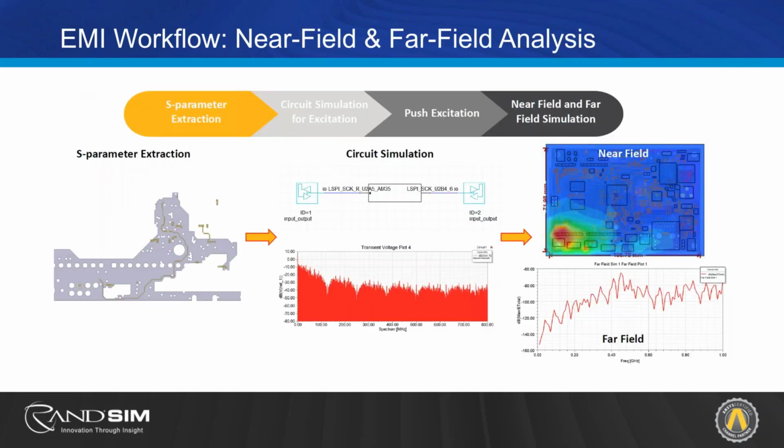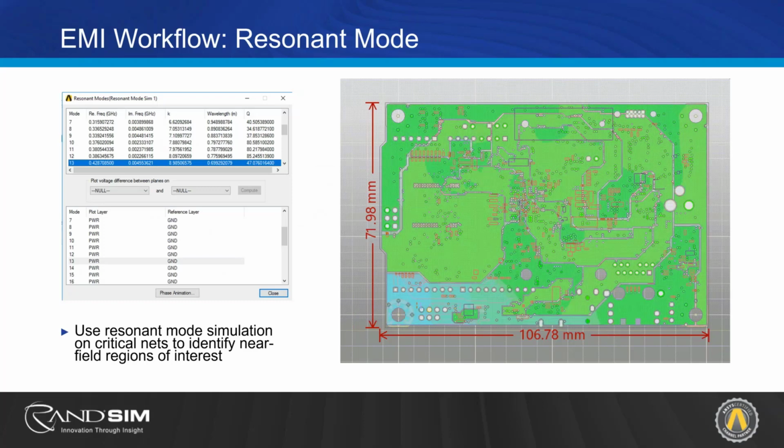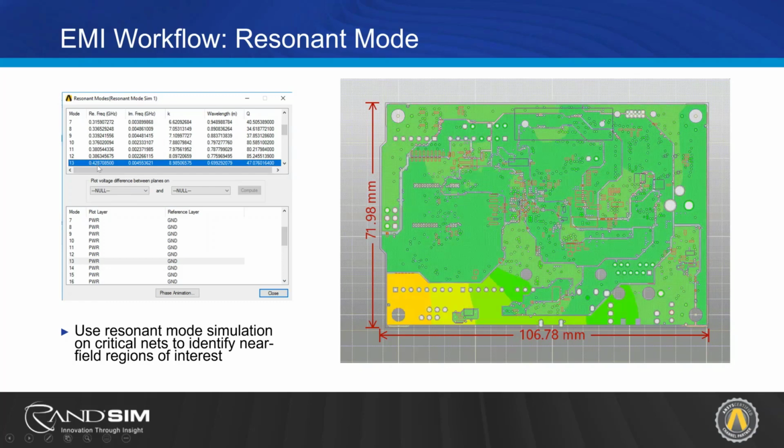So the first step in this starts with jumping off from the resonant mode. The resonant mode is your jumping off point if you want to go into near field and far field analysis. So now I'm looking at that SPI line, and I ran my mode analysis. I found a frequency mode 13, which is at 429 megahertz.